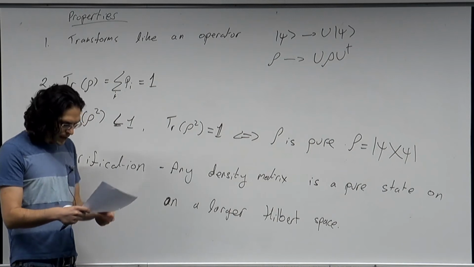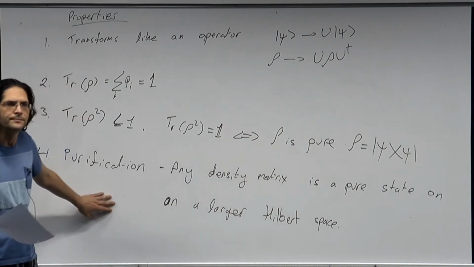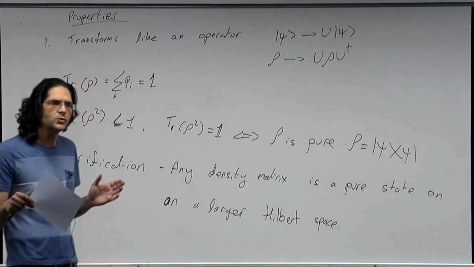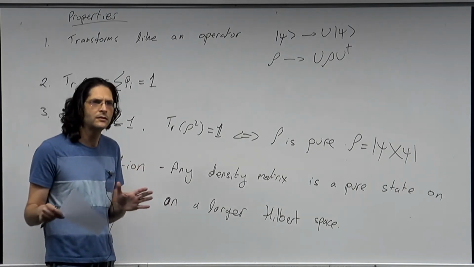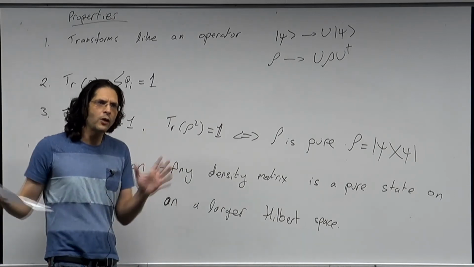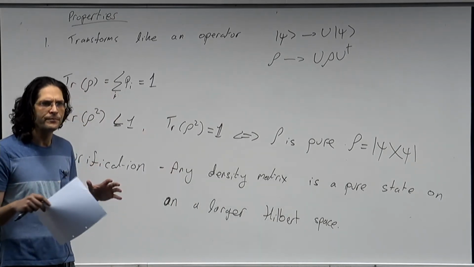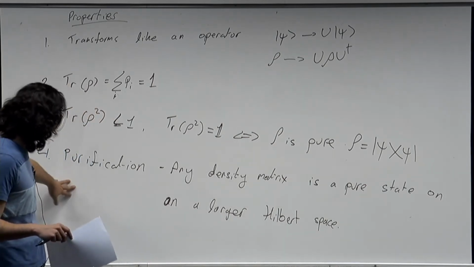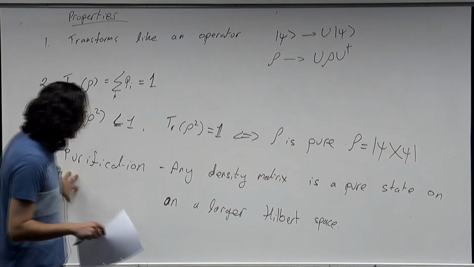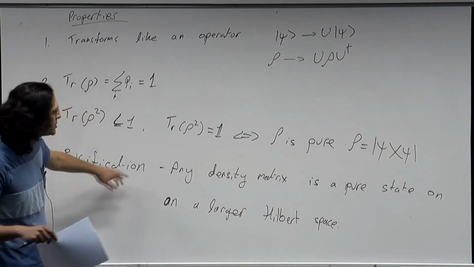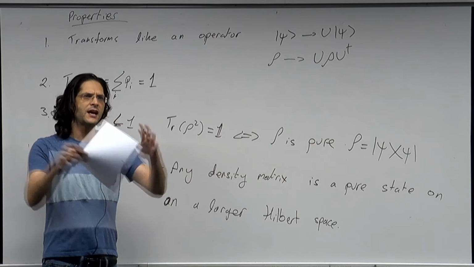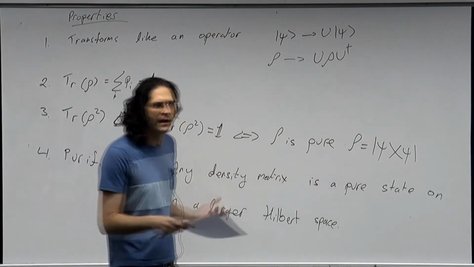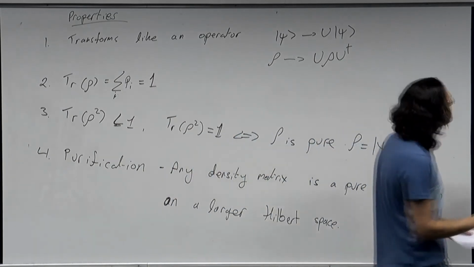And it's important for measurements. Because when we actually do a measurement in reality, what we're doing is a partial trace on our Hilbert space, and we're left with our system. We're going to discuss this a little bit more. So remember, this purification just means that any density matrix is actually a pure wave function on a larger Hilbert space. So let's prove that, and then I'll let you ask a few questions about this.